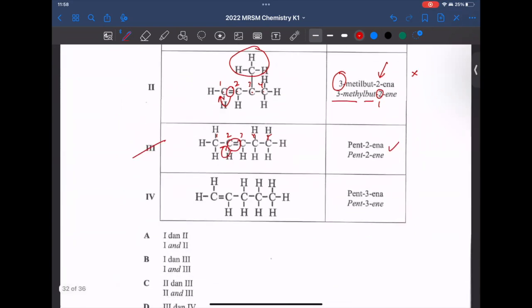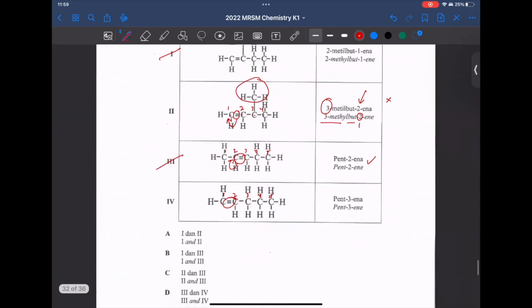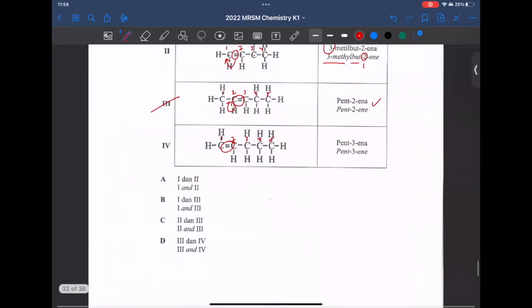4, pent-3-ene, is wrong. This is 1, 2, 3, 4, 5. So it will be pent-1-ene. So the best answer here should be number 1 and 3. The first one is also correct because 1, 2, 3, 4. Methyl group at number 2, correct. Double bond is attached to carbon number 1, correct. So therefore 1 and 3 is correct. The answer will be B.